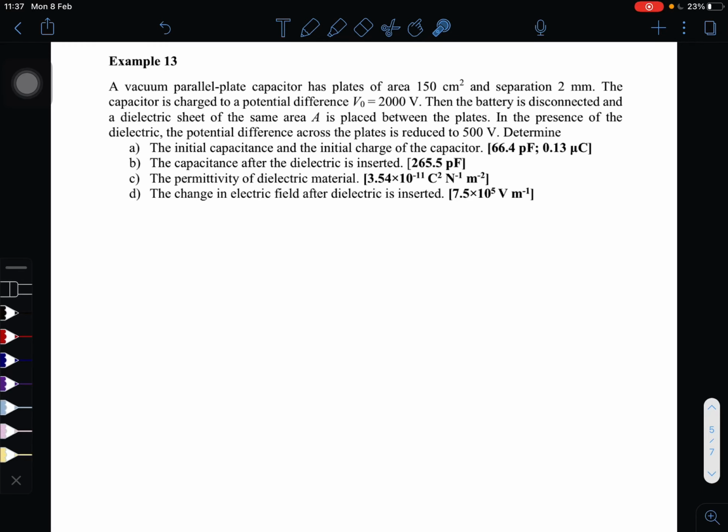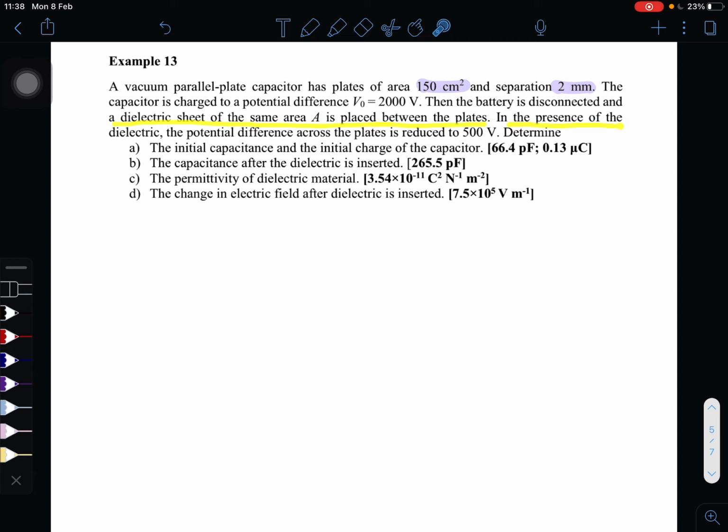Okay, next one, example 13. So a vacuum parallel plate capacitor has plates of area 150 centimeter square here and separation of 2 millimeter. So the capacitor is charged to a potential difference of V0 2000 volt, and then the battery is disconnected and a dielectric sheet of the same area is placed between the plates.